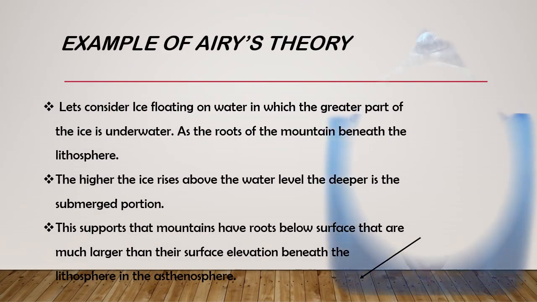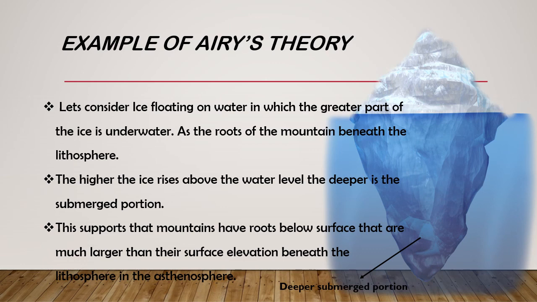Let's consider an example of Airy's theory explaining the principle of isostasy. Consider ice floating on water, in which the greater part of the ice is underwater, like the roots of the mountain beneath the lithosphere. The higher the ice rises above the water level, the deeper is the submerged portion. This supports that mountains have roots below the surface that are much larger than their surface elevation, beneath the lithosphere in the asthenosphere. This is the deeper submerged part of the ice.